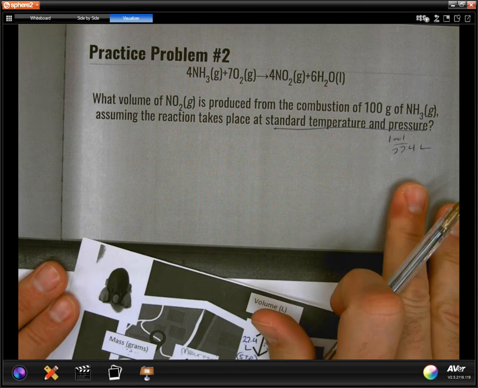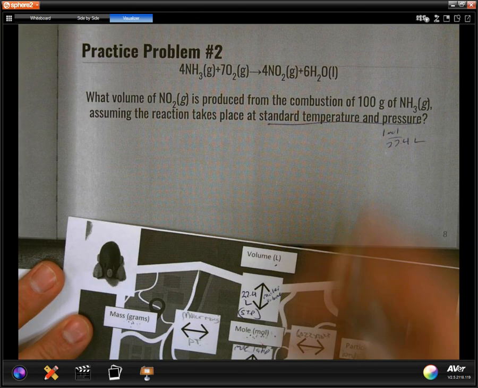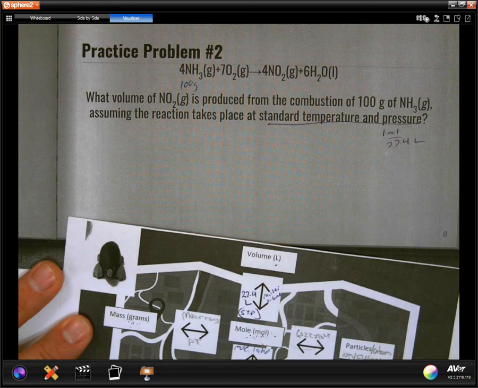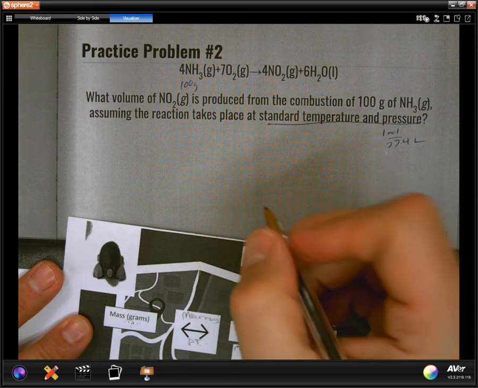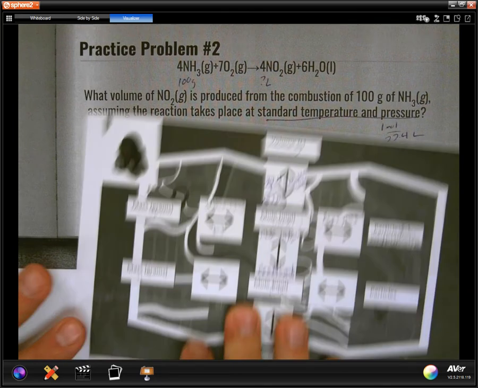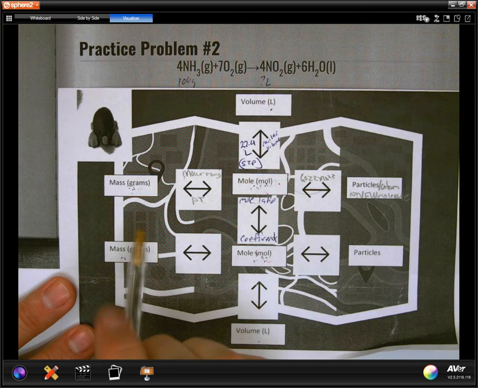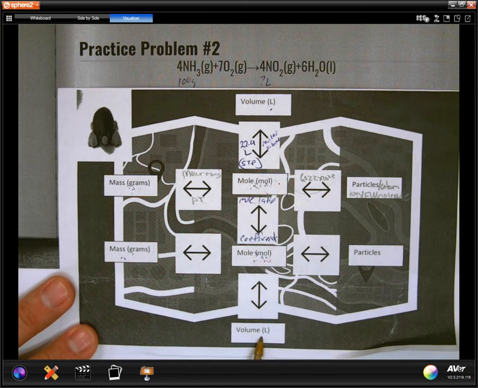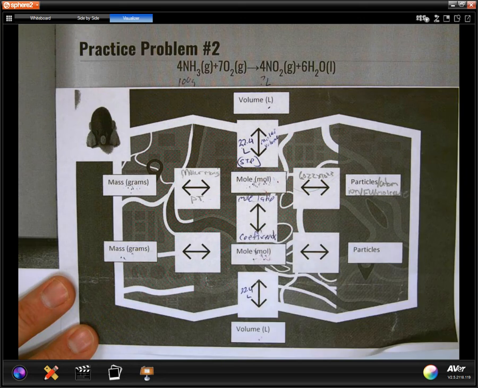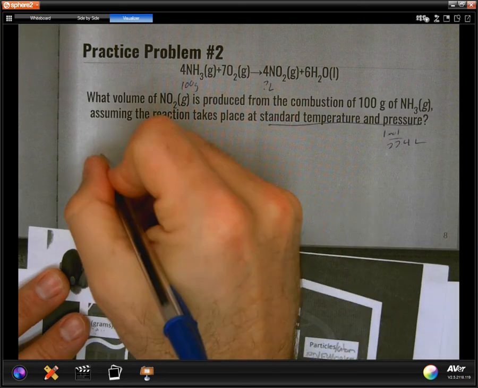So as I look at this, notice I'm going to be starting in grams of one thing, and I want to go to liters of something else. So start here, follow your mole map all the way down to here. And again, this would just be that 22.4 liters. So what do we do? Step one, write down what you know.